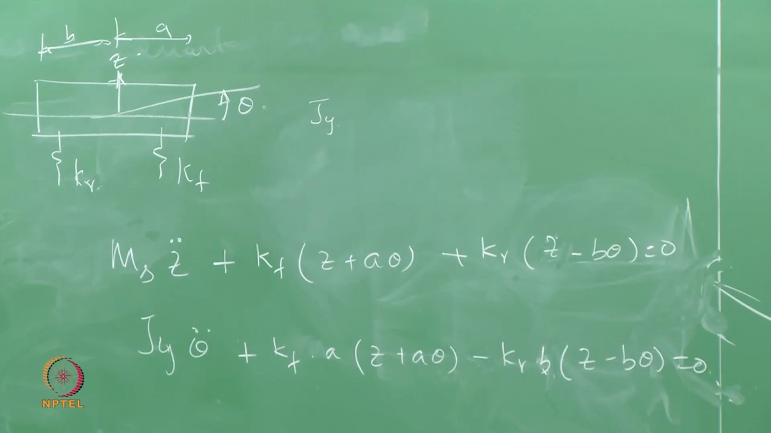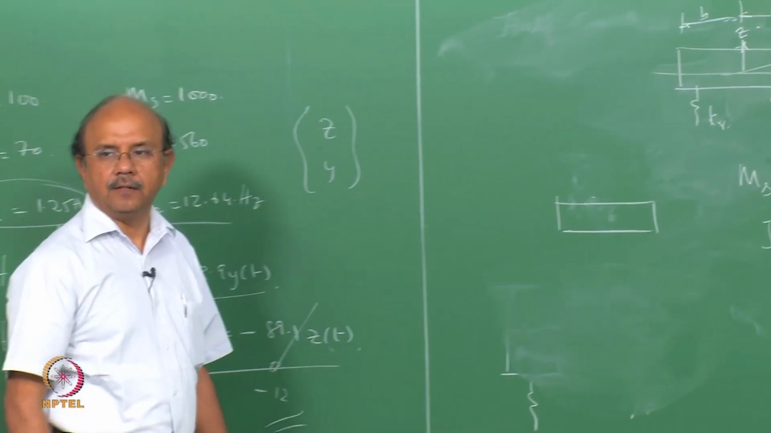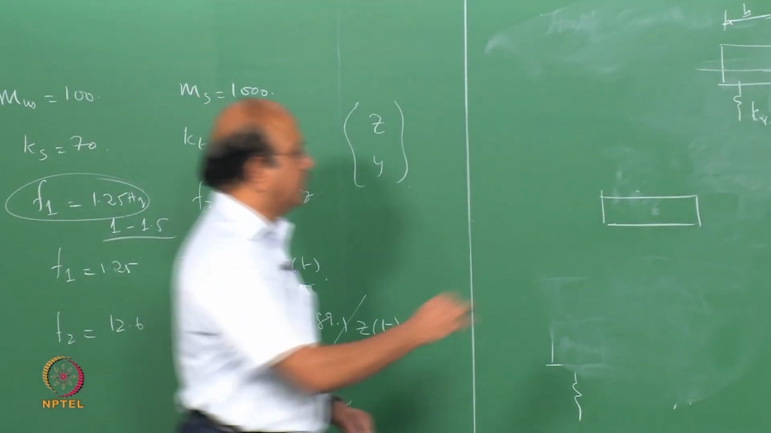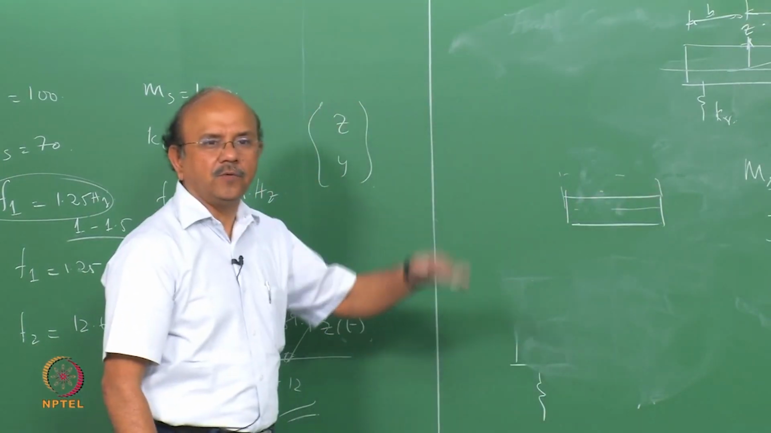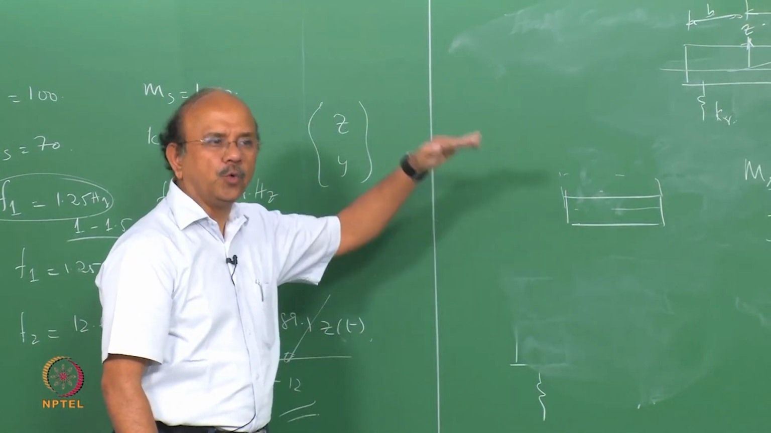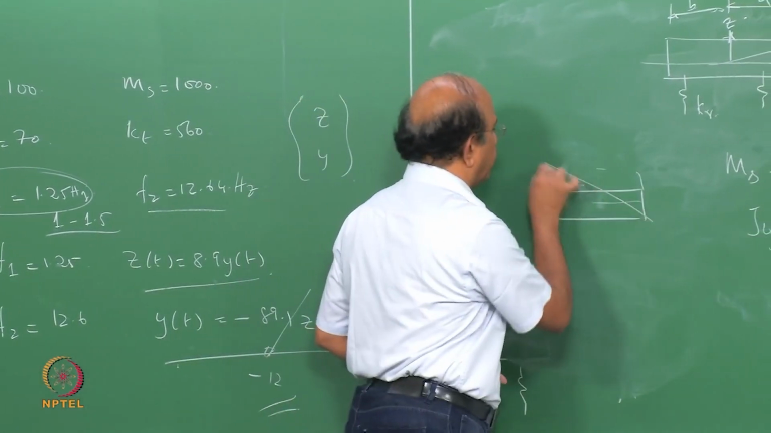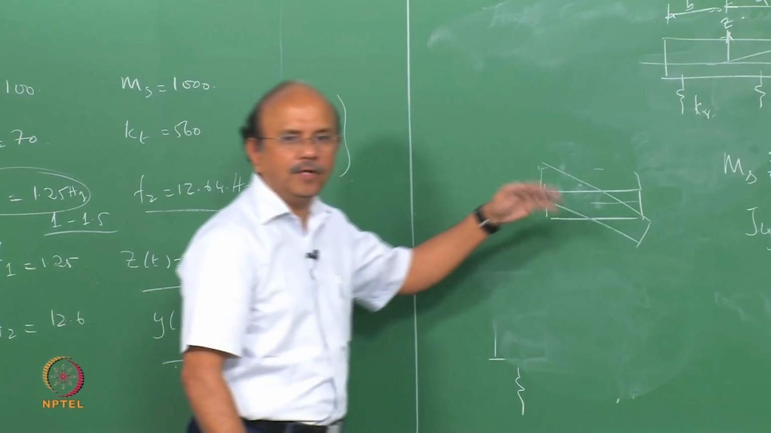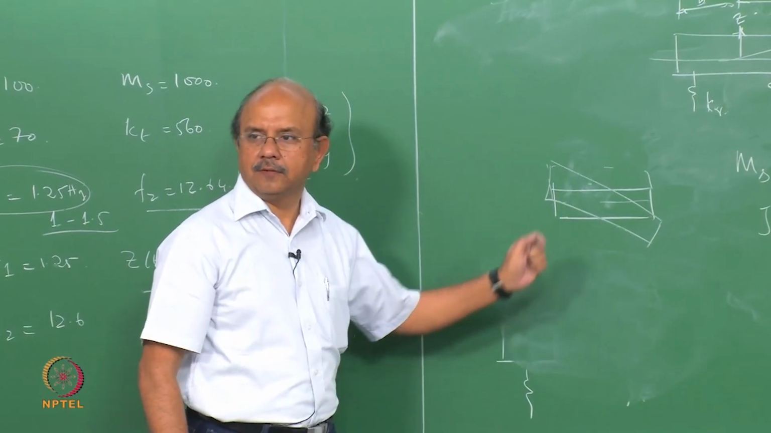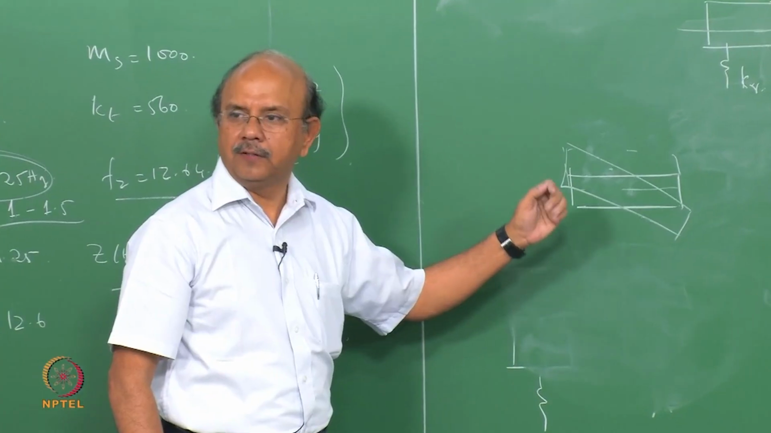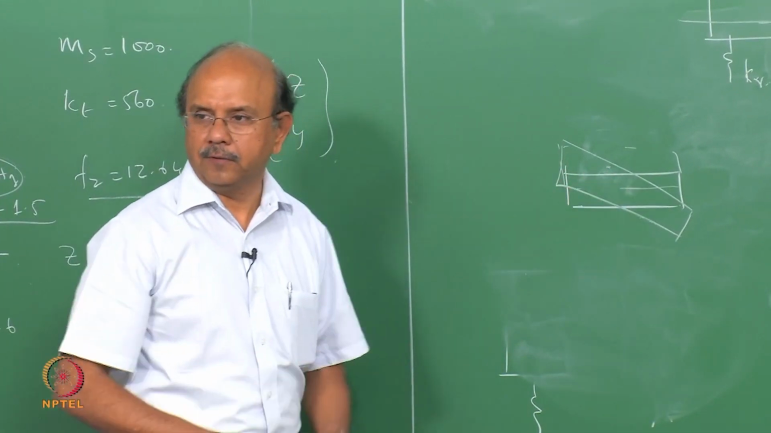What is meant by uncoupled equation? When there is a bounce mode, if this is my vehicle, when it's a bounce mode, there will be a pure bounce. At a particular frequency, when it gets excited, it will be a pure bounce. And when it's a pitch mode, then it will be a pure pitch. This is called uncoupled vibration. They are not coupled.